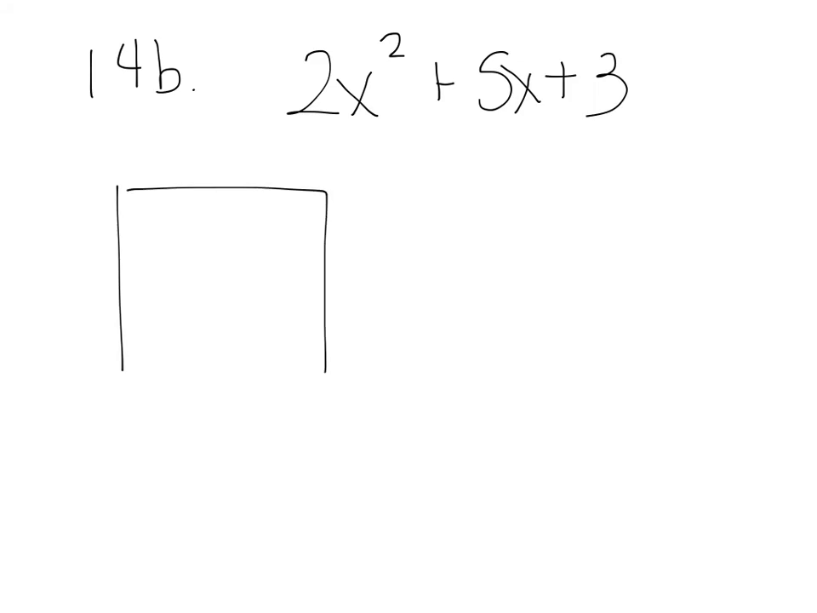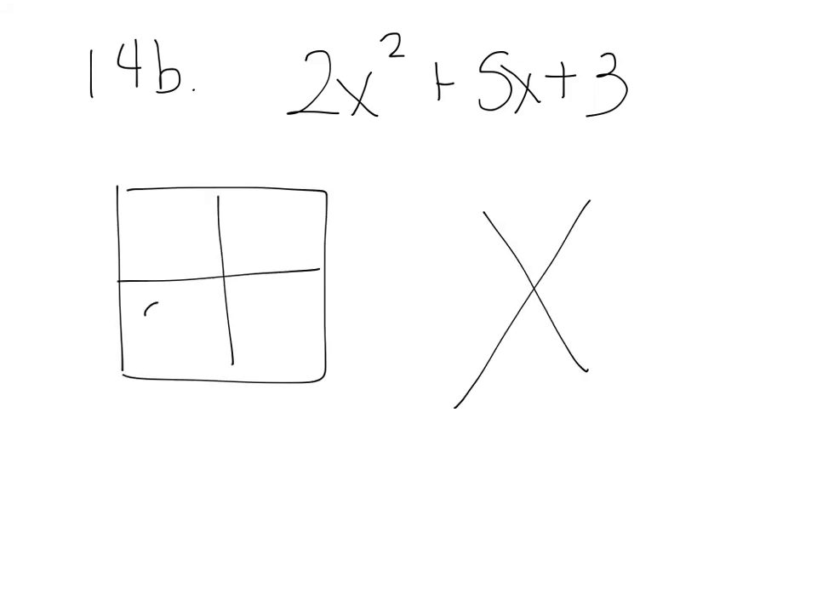Okay, we're going to take a look at 14b. Same type of problem. We have 2x squared plus 5x plus 3. And I'm going to start by doing my generic rectangle and my diamond problem. That first term always goes in the bottom left. The last term goes in the top right. We multiply them to get the top of the diamond. And then that middle term always comes down.